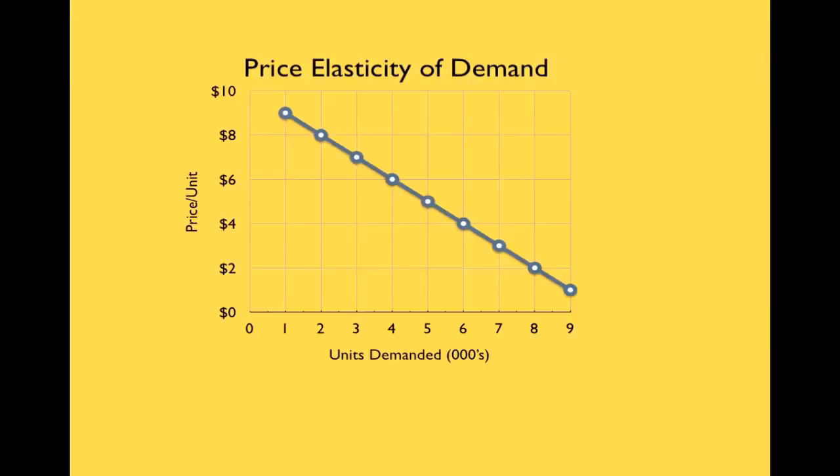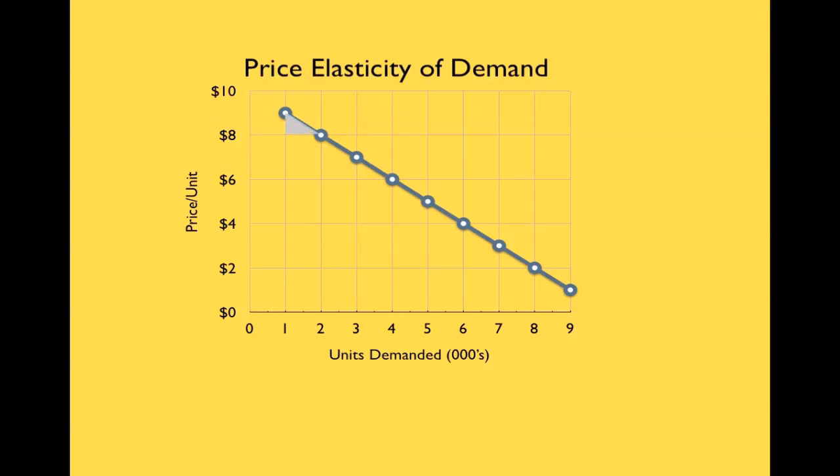Let's start out with a simple demand curve. We need to remind ourselves that demand curves based on real data are likely to be much more curvy and not a straight line. The price per unit is shown on the vertical axis, and the quantity demanded in thousands is shown on the horizontal axis.